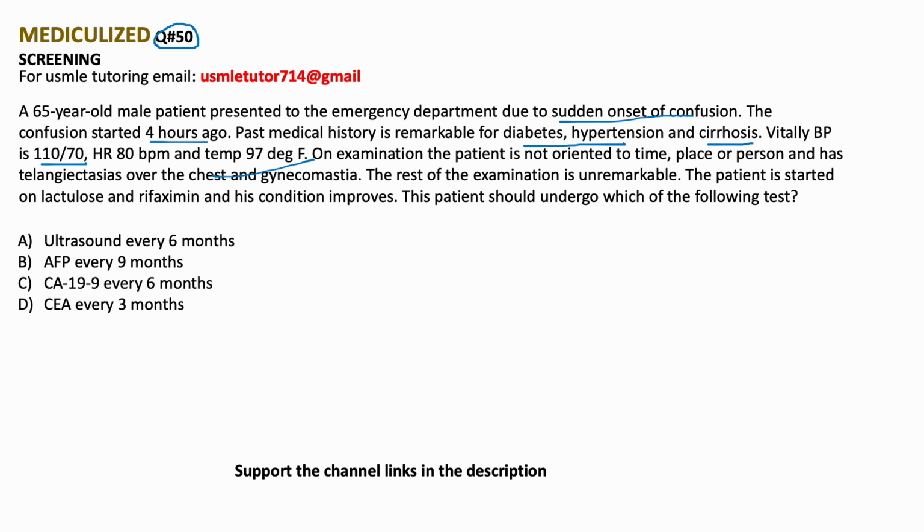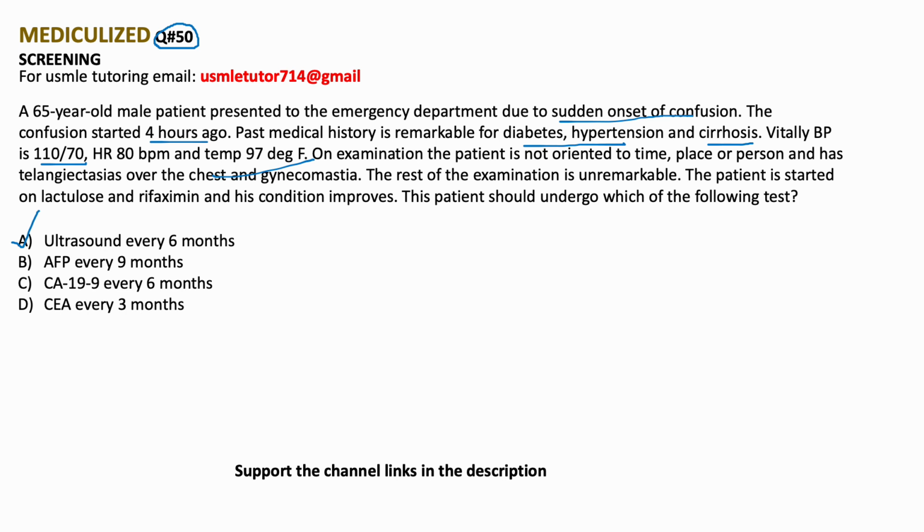This patient should undergo which of the following tests? Remember, this is a screening test. If someone has cirrhosis, they are at increased risk for hepatocellular carcinoma. So how do you screen for hepatocellular carcinoma? Ultrasound every 6 months is the right answer.